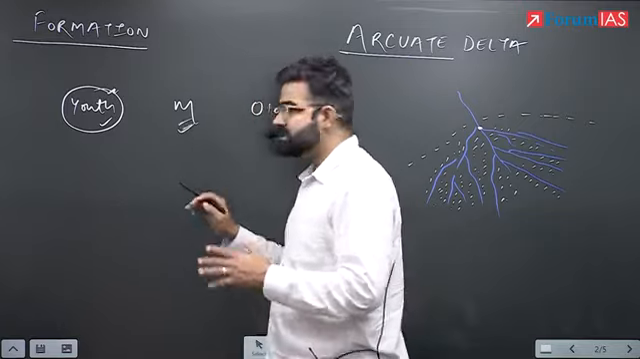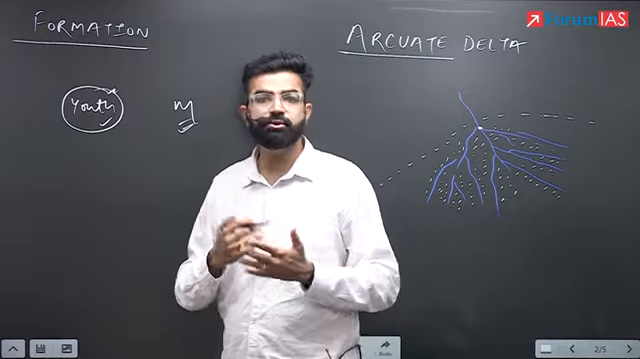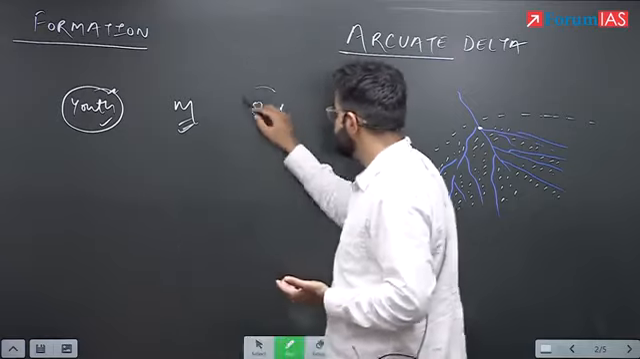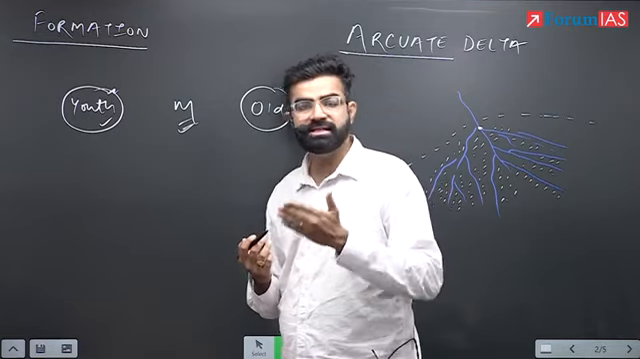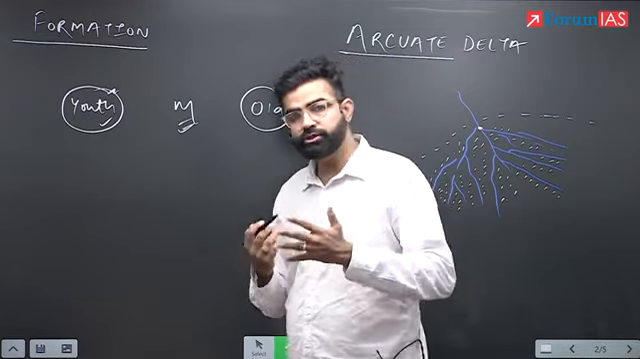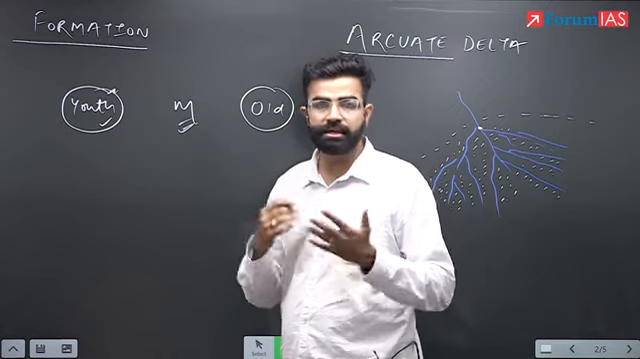In the mature stage, the main work of the river becomes transportation of the load, and in the third stage, you will see mostly depositional features. Why? Because the speed is decreasing continuously, and because of this depositional work you will see the delta formation.